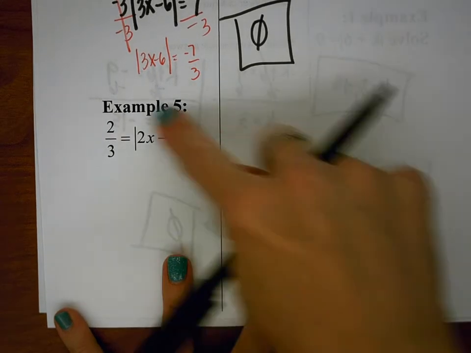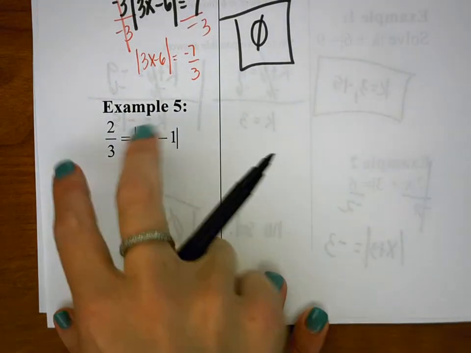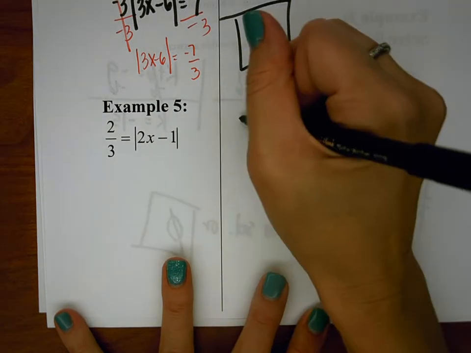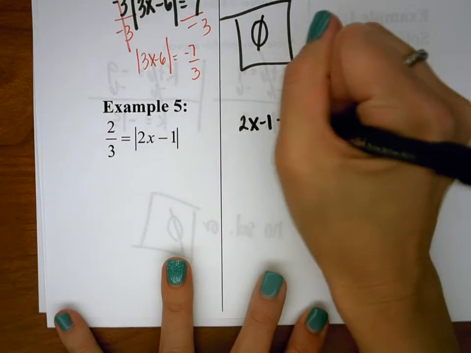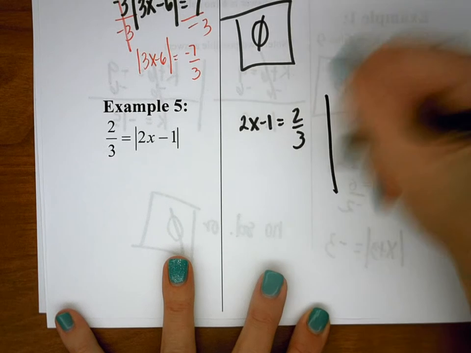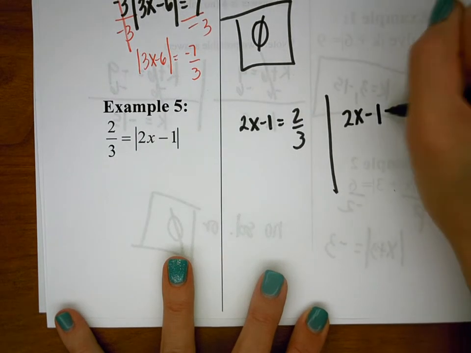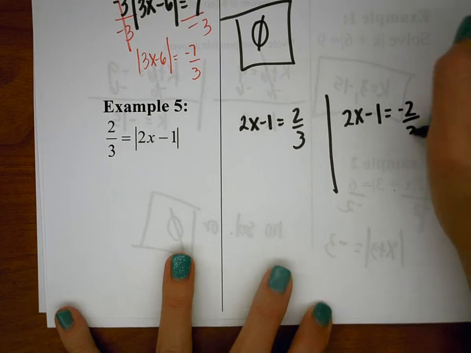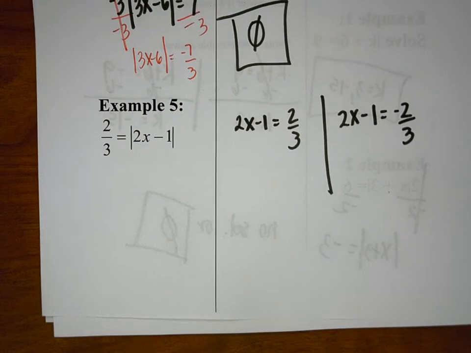So again, I'm going to set up two equations. I always like my x to be on the left and my number to be on the right. So I'm going to rewrite this as 2x minus 1 equals 2/3. And 2x minus 1 equals? Negative 2/3. Good, negative 2/3. Now, how many of you like fractions? You like fractions? That's awesome. Good. I personally, fractions are okay, but they're not my favorite.